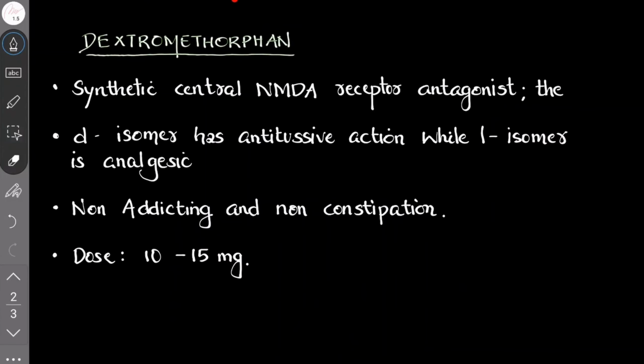Next comes dextromethorphan. This is an NMDA receptor antagonist, that is, N-methyl D-aspartate. The D isomer has an antitussive action, while the L isomer has an analgesic action. They are not addictive and cause no constipation, so these are the preferred antitussives. The dose is 10 to 15 milligram.